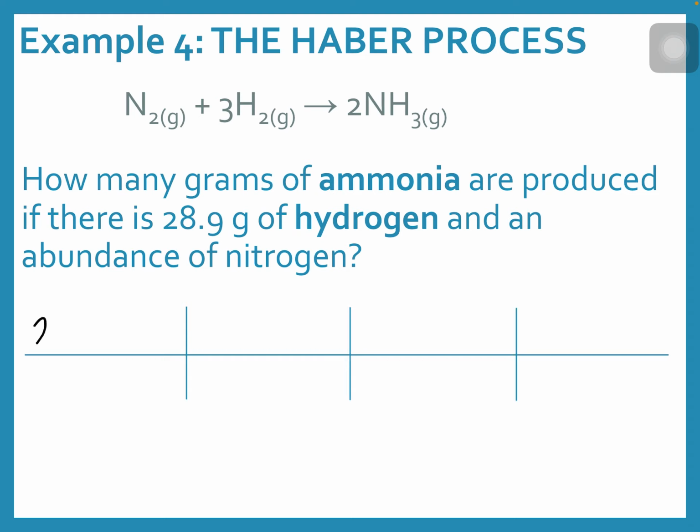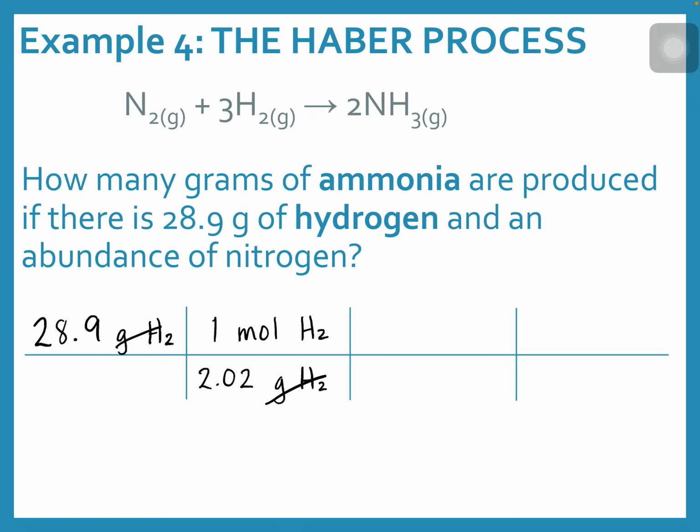So my starting point, 28.9 grams of hydrogen. We just saw in the previous example that the molar mass of hydrogen is 2.02 grams of hydrogen for every mole of hydrogen. So grams goes on the bottom to be able to cancel. Then I want to use my mole to mole relationship between hydrogen and ammonia in the balanced equation.